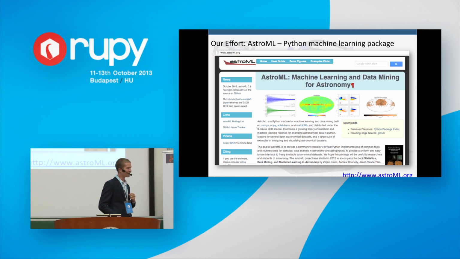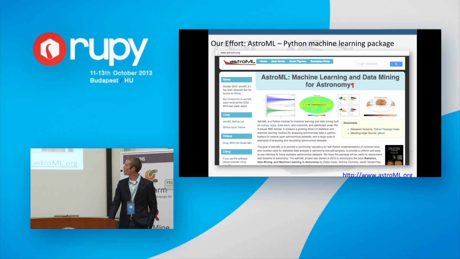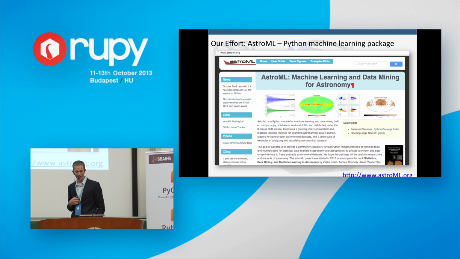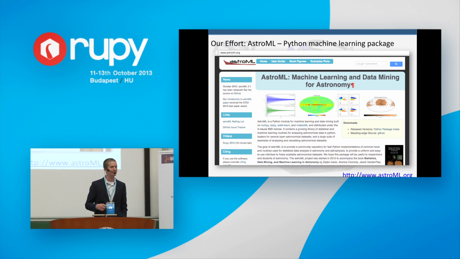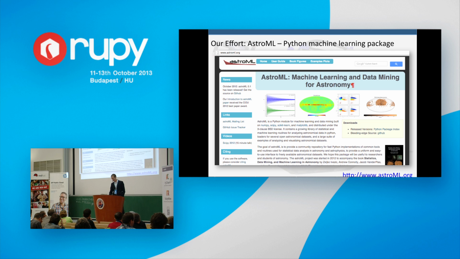Our efforts in this area, real briefly: we've put together a Python project called AstroML. It's machine learning for astronomy and astrophysics. Essentially, this website right here has hundreds and hundreds of examples of using real astronomical data, doing machine learning tasks on those. It's astroml.org. You can read about it if you want to. This has been my big push over the last year and a half.